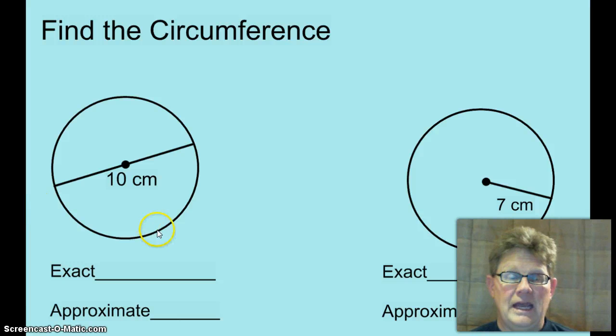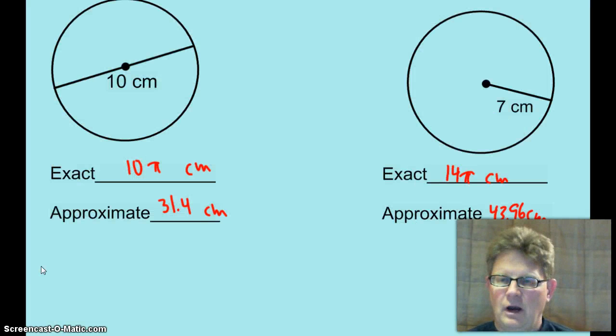Alright, so you go ahead and find the exact and approximate answers for both of these. Pause it while you're doing that, and then come right back. And there are your two answers. So let's move on to area of a circle.